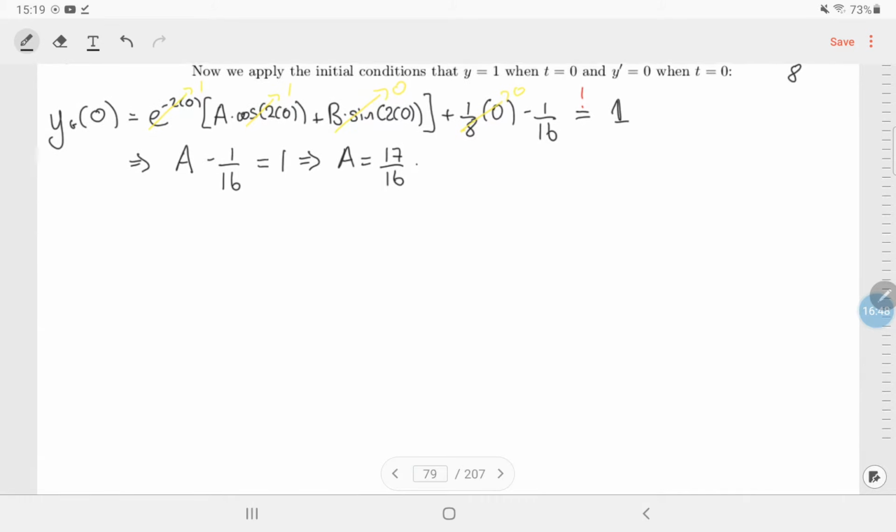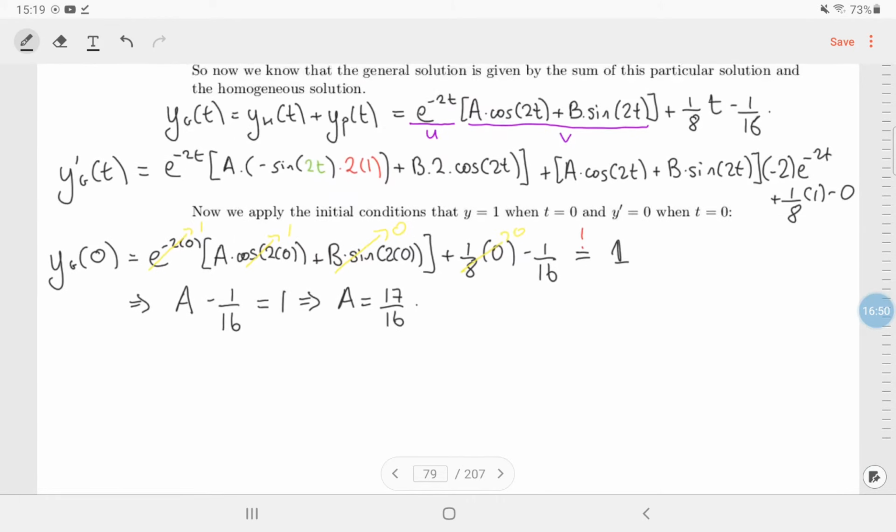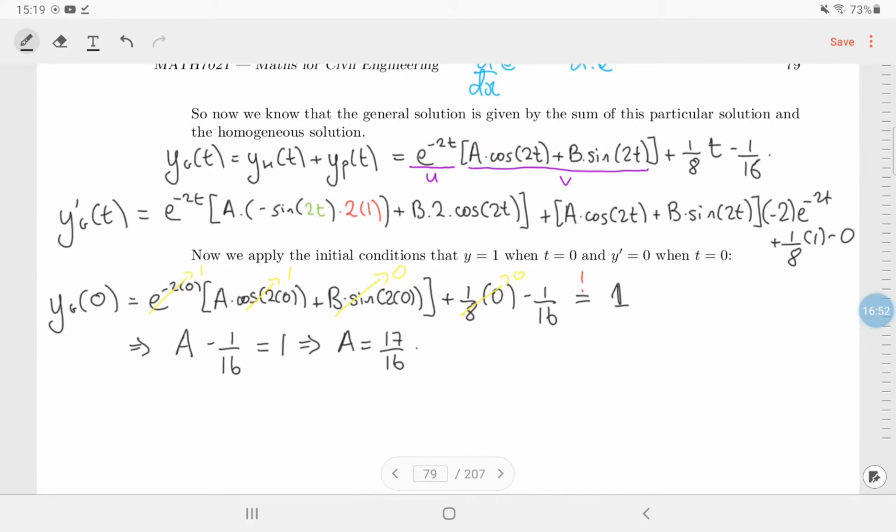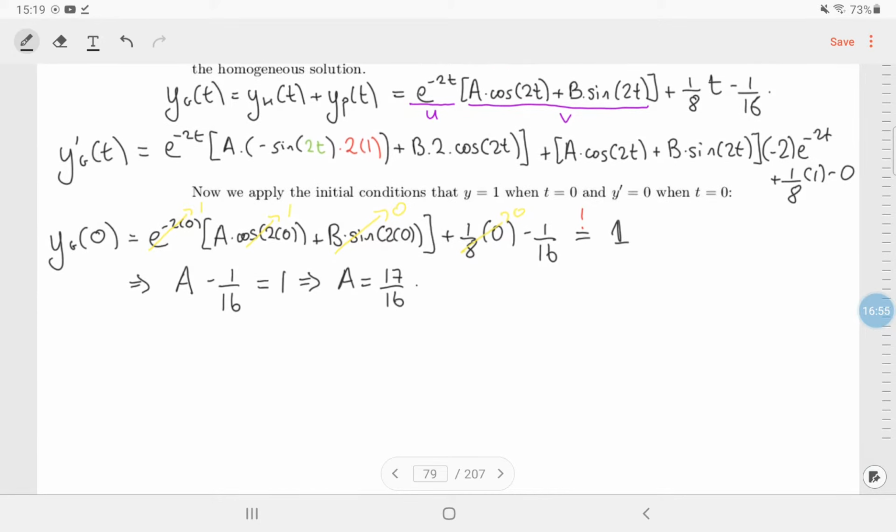And now what I have to do is substitute t equals 0 into the derivative, which is the big long thing there. So the derivative of the general solution at 0 is equal to, so I'm going to put t equals 0 into this long thing. So I get e to the minus 2 times 0. Now I'm going to be careful here. The first term in the square bracket is a times minus 2.